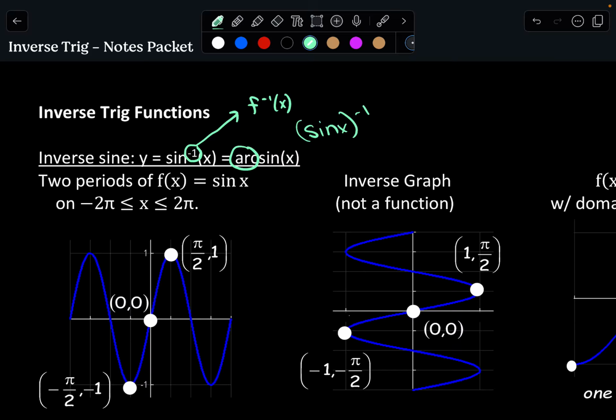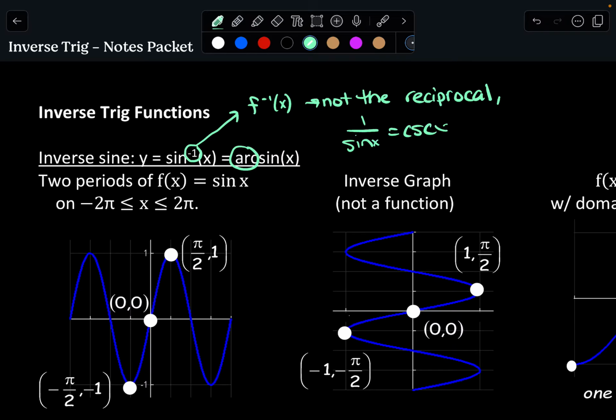This still gets a little confusing because in the calculator it might look a little different too, but this is why I typically use arc in order to differentiate between the two. However, you do have to get used to both because you will be exposed to both. So just remember that this is not the reciprocal, because the reciprocal for sine would be 1 over sine x, which is equal to cosecant x.